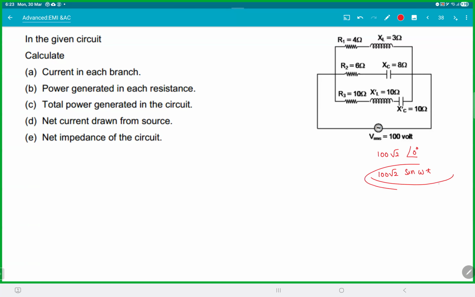Technically, this is the right way to do it. But if they're asking RMS, you can do it the other way sometimes. But anyway, we'll just put it up. So 100 root 2 at angle 0. This upper impedance, let's call it Z1, which is 4 plus 3J, which is 5.